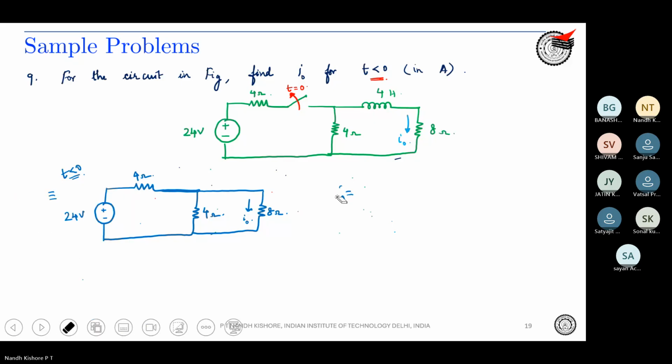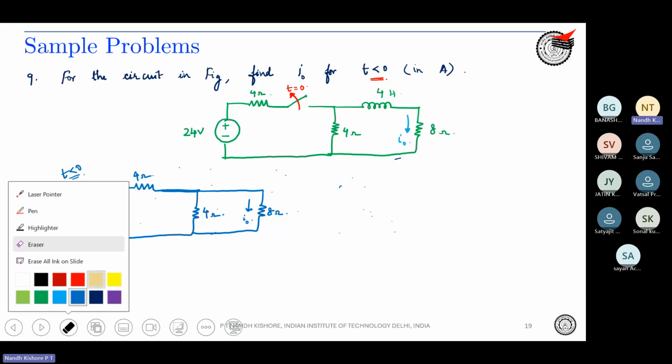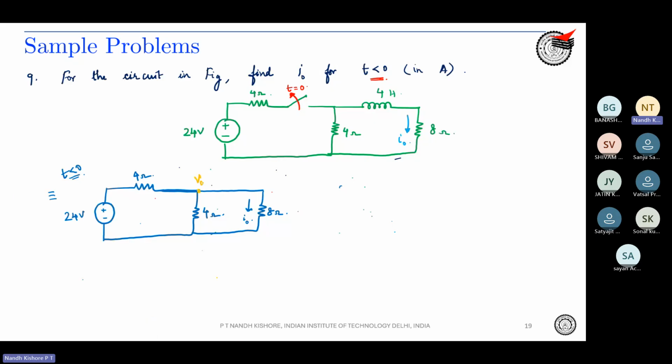Okay, so how do I do this? There are multiple ways of doing this. Let's take the voltage to be some VA over here. So nodal analysis: (VA minus 24) by 4 plus VA by 4 plus VA by 8 equal to 0. VA by 8 is what we want, I0, right? So solve this, you will get VA. I noticed you're getting 1.2 amperes. Correct, I0 is 1.2 amperes.